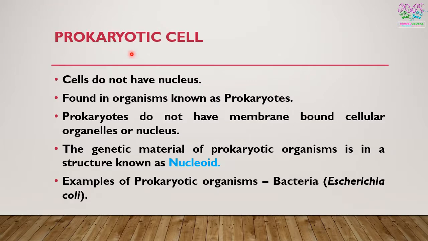Let's start with prokaryotic cells. These cells do not have a nucleus, and prokaryotic cells are found in organisms that we call prokaryotes. And prokaryotes do not have membrane-bound cellular organelles or a nucleus inside the cell. The genetic material of a prokaryotic organism is in a structure known as nucleoid. And examples of prokaryotic organisms are bacteria, like Escherichia coli.